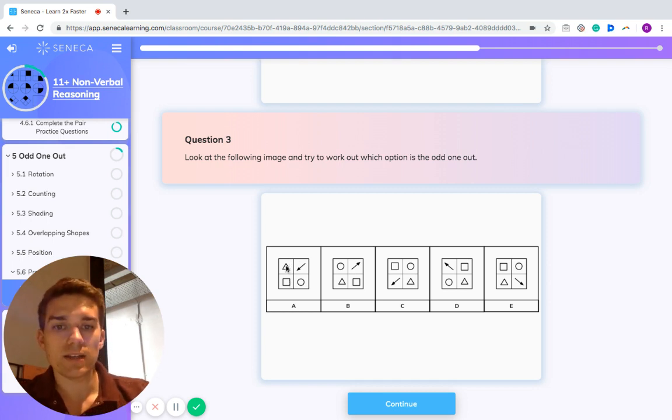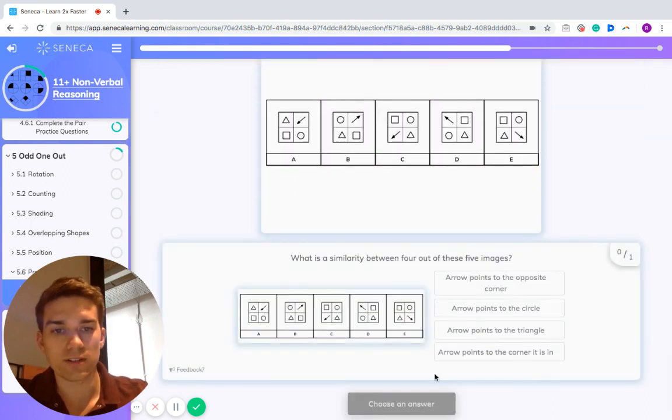So maybe each one. How about each one always has the circle next to the triangle next to the square, apart from this one, which doesn't have the triangle next to the square. Let's see if that's the right answer. So it's about the pointing of the arrow, this one actually.